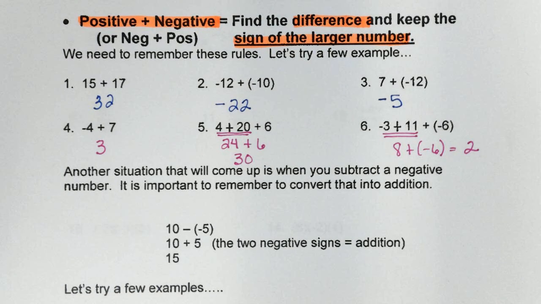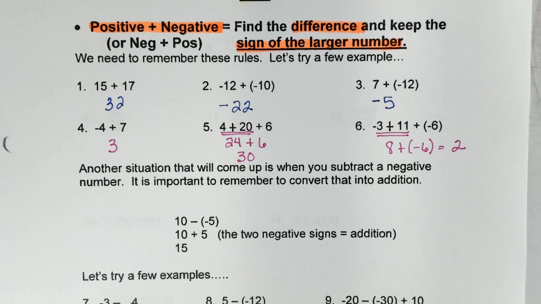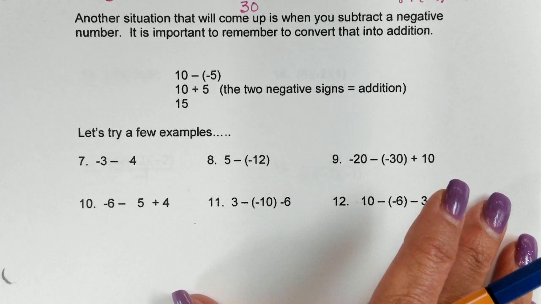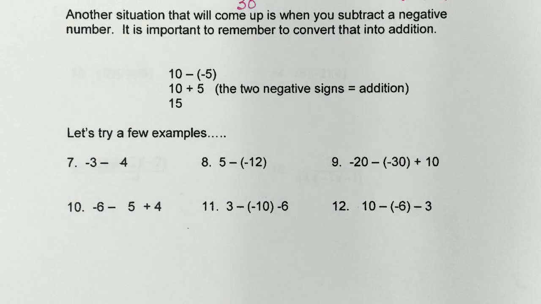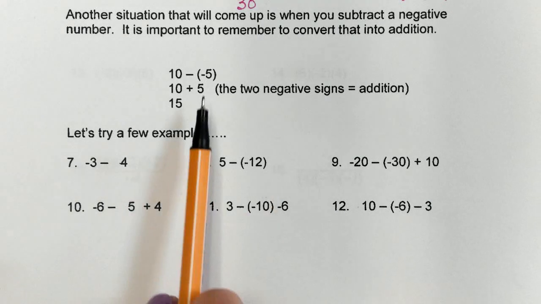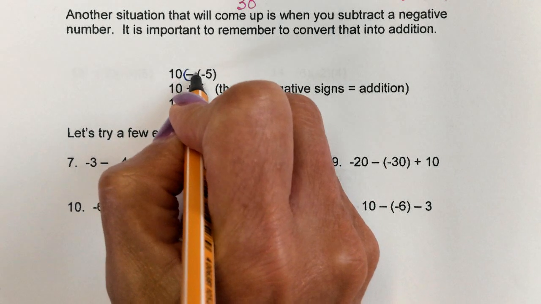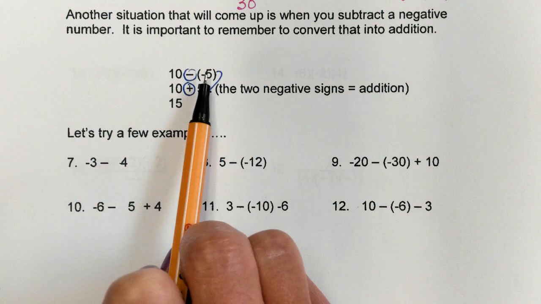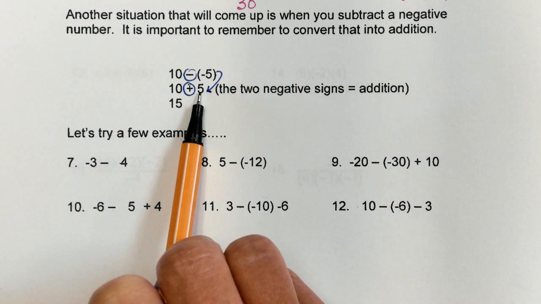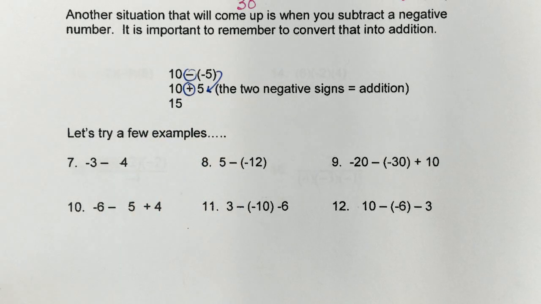Another situation that's going to come up is when you subtract a negative number. It's important to remember to convert that to addition. So we really don't have subtraction rules for this. We convert it to a plus or addition problem, and we change the second number to its opposite. So this becomes a plus sign, and this becomes its opposite. The opposite of a negative 5 is a positive 5. And then we just use our addition rules. So we'll do some examples for that.